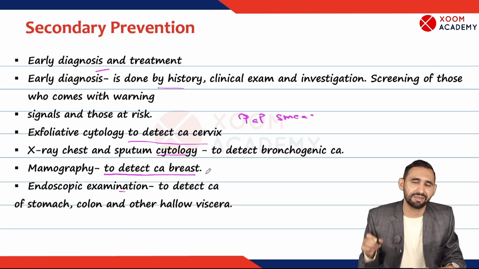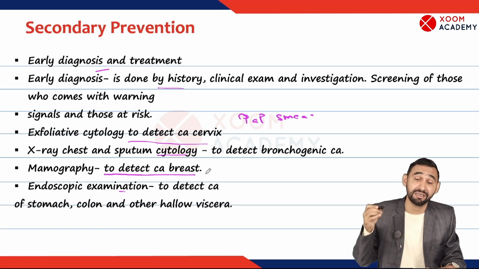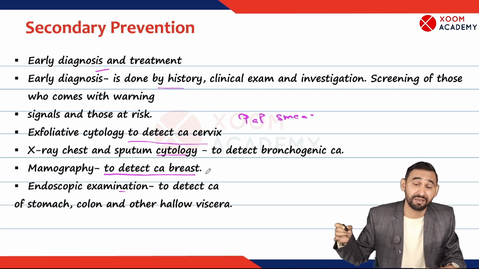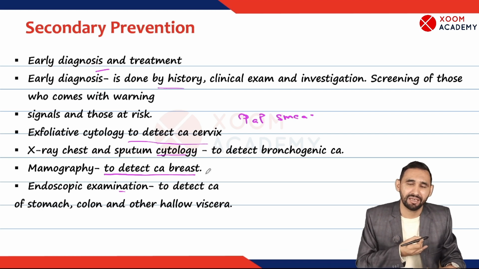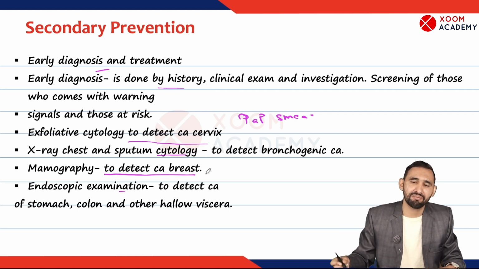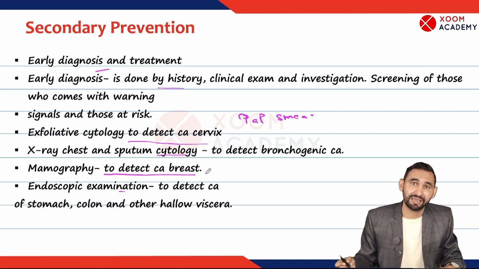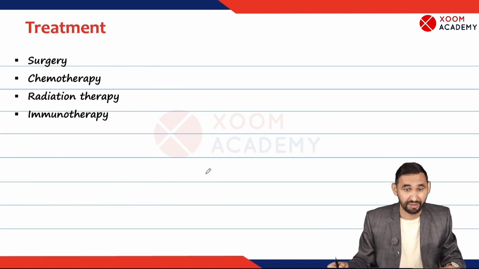CA breast, CA cervix and CA lungs are emerging public health problems in Pakistan. People who are smokers should be screened regularly. Females who have a lump in the breast or a positive family history should be screened. Hygiene should be improved to avoid cervical cancer, because cervical cancer is common in females of low socioeconomic status. It is common in females who have multiple sexual partners.